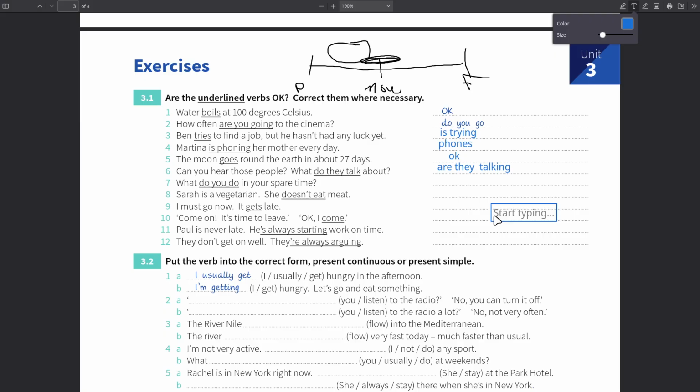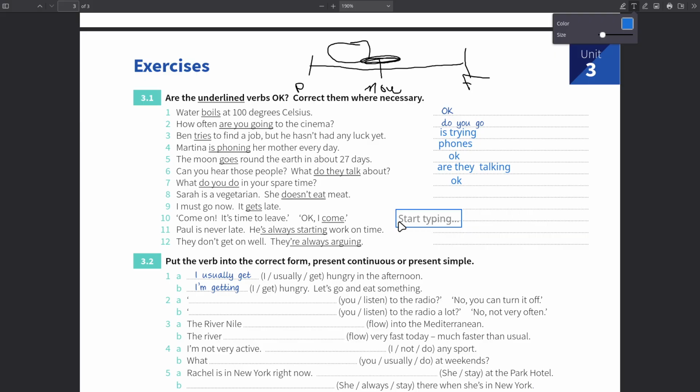What do you do in your spare time? What do you do in your spare time? I think it's okay. What do you do? Yeah, I think it's okay. Sarah is vegetarian. She doesn't eat meat.